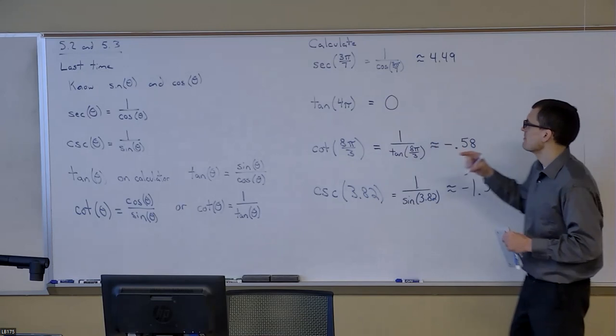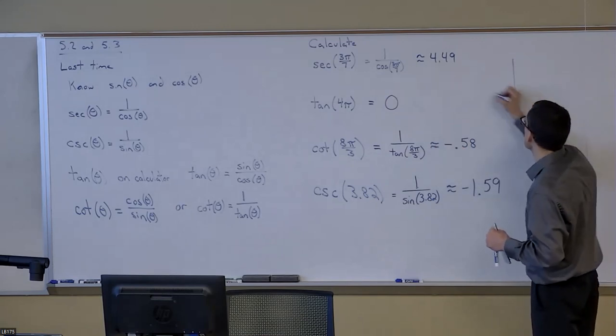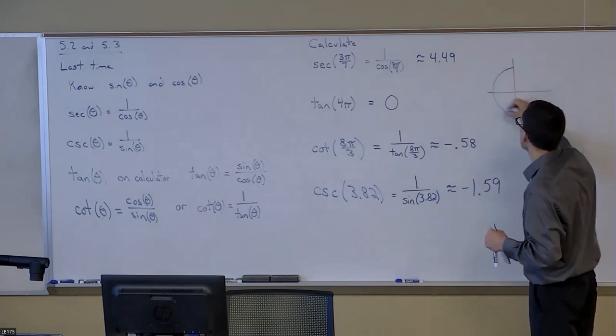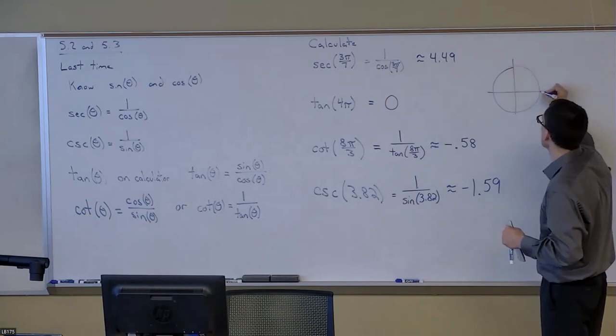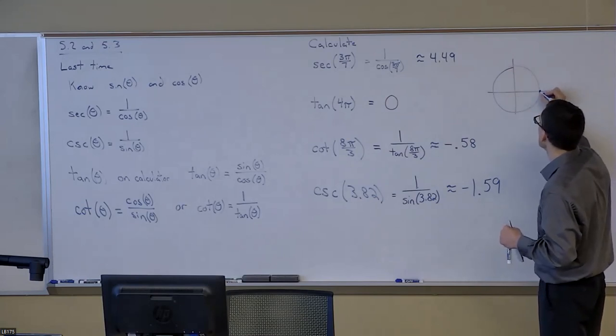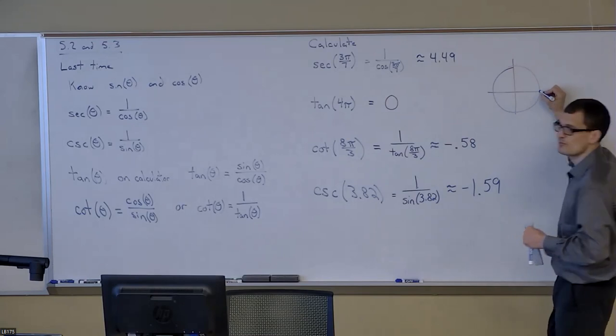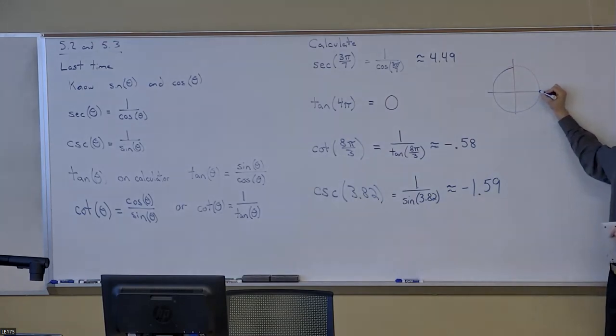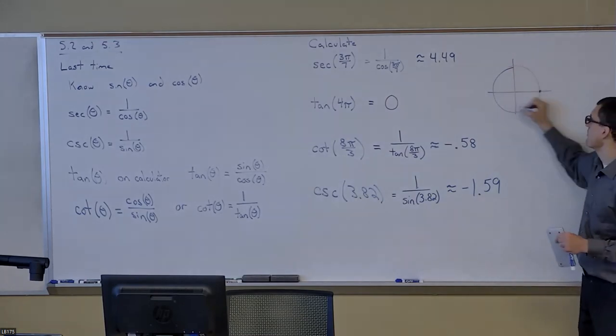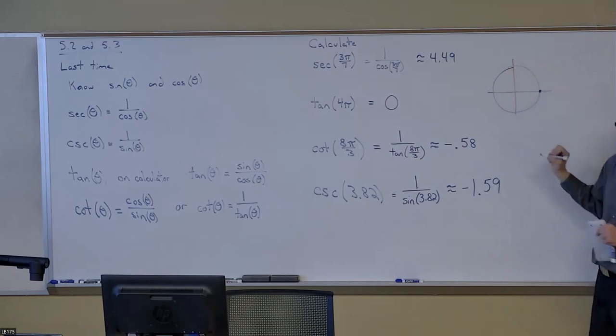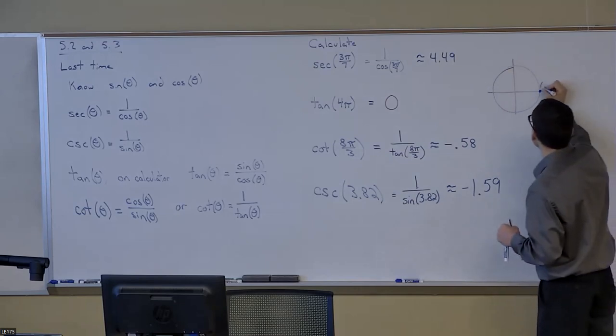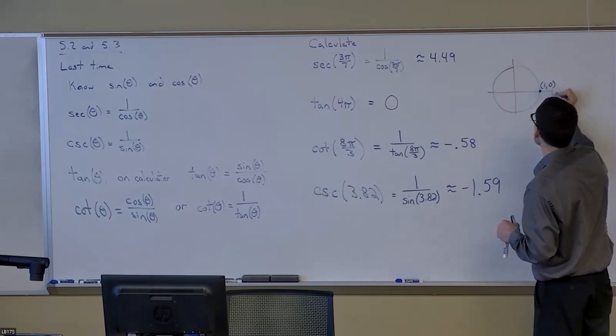Think about that unit circle and what 4 pi is. Well, 2 pi goes all the way around once and gets you to this point. Another 2 pi, that'd be 4 pi, go all the way around again and get you to this point. So we should be at the point 1, 0.